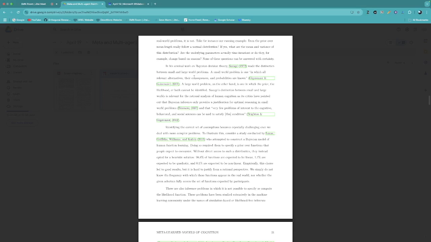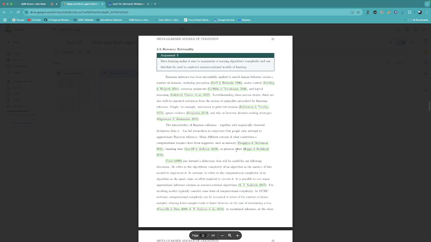So that's a large problem, and it's very hard to define what the prior looks like and what the corresponding likelihoods look like. So number 3 is resource rationality. And it's stated as meta-learning makes it easy to manipulate a learning algorithm's complexity and can therefore be used to construct resource-rational models of learning. So this is where we have meta-learning. It can manipulate the learning algorithm's complexity itself. And so then we can construct resource-rational models of learning.